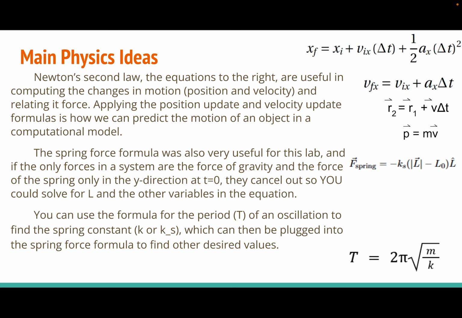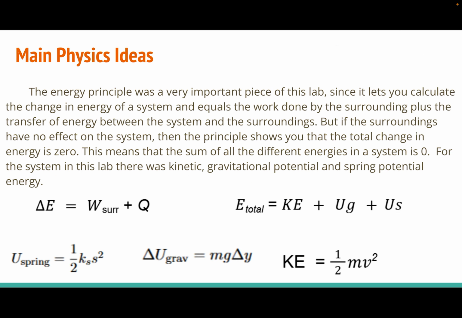The spring force formula was also very useful for this lab. If the only forces in a system are the force of gravity and the force of the spring, only in the y direction at time equals 0, they can cancel out, so you can solve for L and the other variables in the equation. You can use the formula for the period T of an oscillation to find the spring constant, which can then be plugged into the spring force formula to find the other desired values.